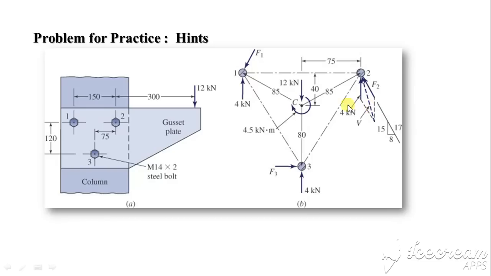The second numerical for practice is given. A bracket again fixed to a wall, you can say. Similar case to what we had in the second numerical. The distance is 300 and this is 150. Interesting numerical because here we have 3 bolts and this diagram is for reference.